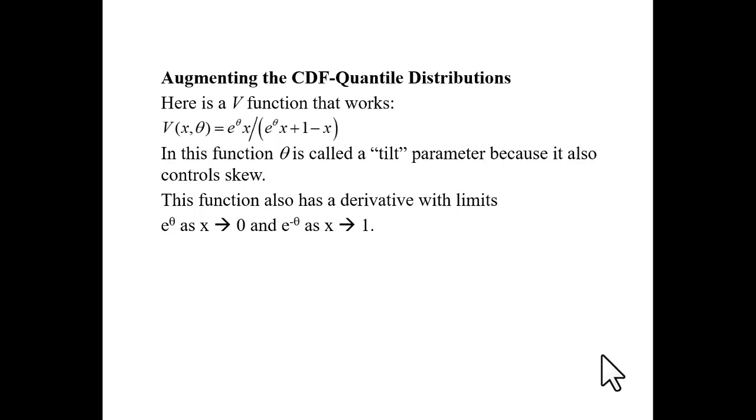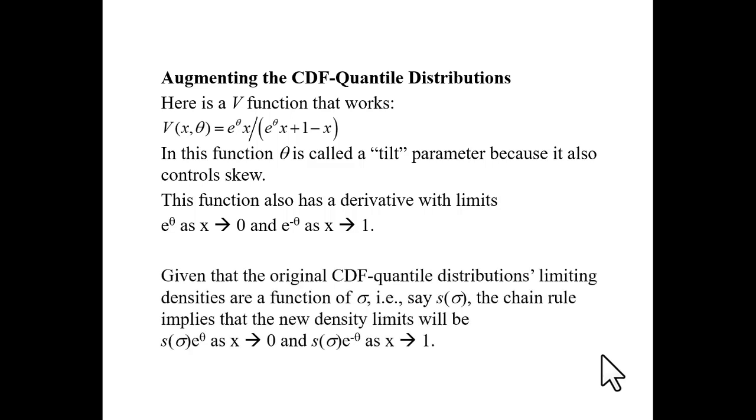A v function that works and has a similar result is sometimes known as a tilt parameter function because it also controls skew. And this function also has a derivative with limits e to the theta as x goes to 0 and e to the negative theta as x goes to 1.